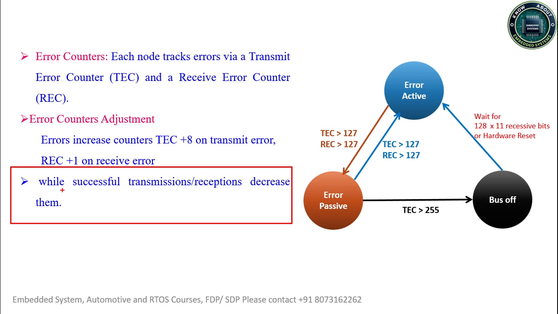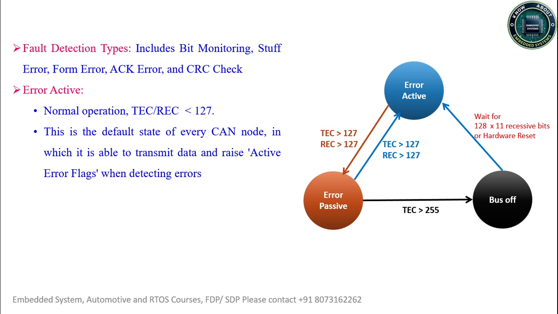So based on this TEC and REC, our ECU states are classified into three things: active state, passive state, and bus off state. Now let us see the screen here. I told you already in the previous slide, based on the TEC and REC, our ECU state will be classified into active state, error passive state, and bus off state. Now first of all, we will understand what are the different errors that can occur in the CAN network.